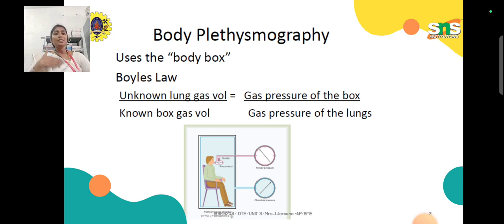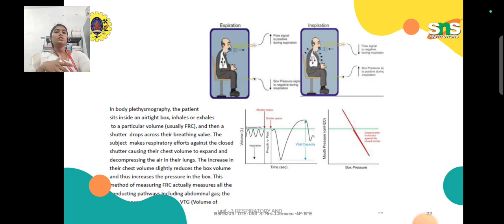When the patient is inhaling, the patient's thoracic volume will get increased. Because of this volume increase, the thoracic pressure will get decreased, and the volume of the box will get decreased. As the volume of the box decreases, the pressure of the box will increase. So this goes vice versa. This is what I have mentioned in this diagram, the changes that happen in expiration and inspiration.